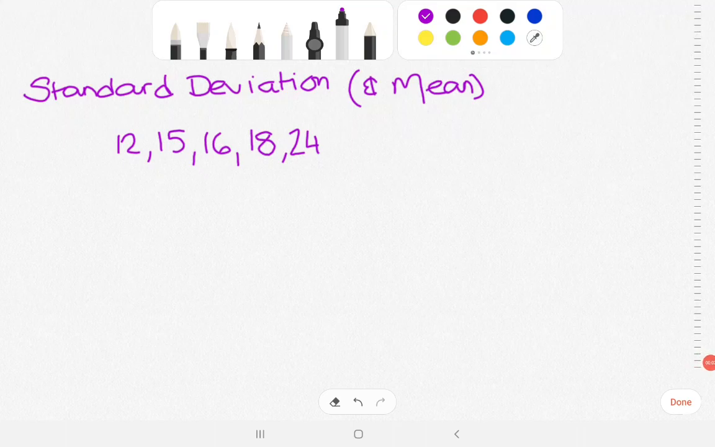Okay, hello there folks. The next bit of our statistics topic is going to be standard deviation and the mean. Now the mean we should already know about. That's when we add them all up and divide by how many there are. The standard deviation is like a kind of extra special range, okay?